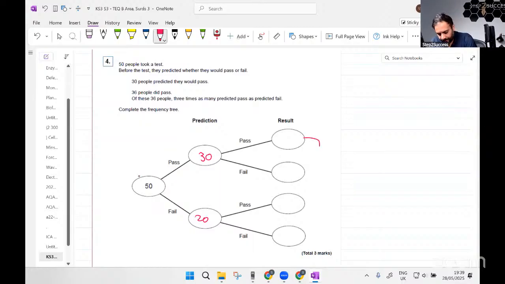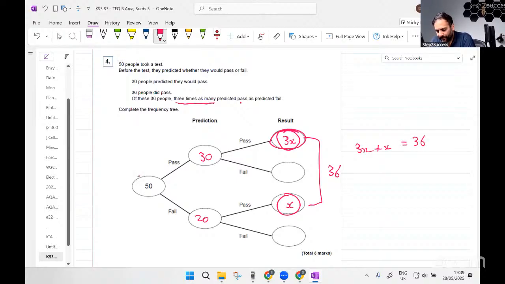Okay. These are the people that passed in those circles, and we know that 36 of them did pass. Of these 36 people, 3 times as many predicted pass as fail. So whatever this number is, let's call it X. This is how you should do this. These are the ones who predicted they would fail but did pass. 3 times as many predicted they would pass. Now, these two numbers, this 3x and this x, must be 36.